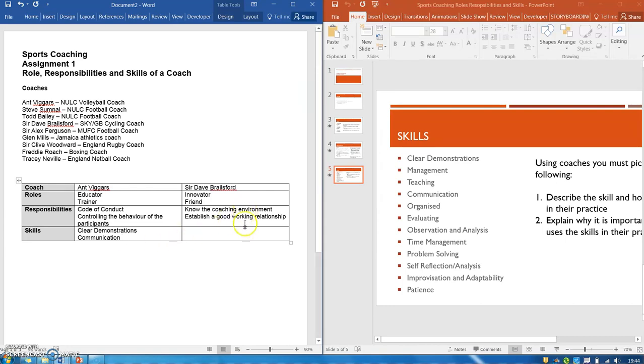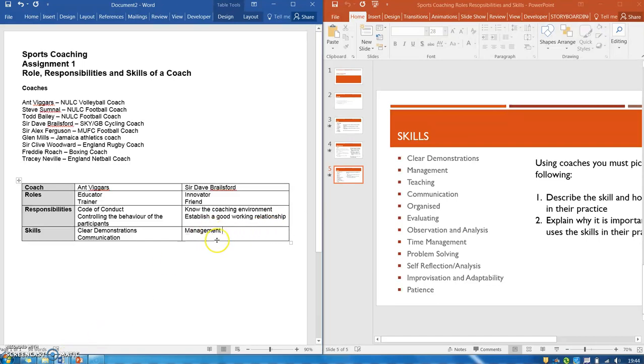Now, I know another one. Now, I've only got to do 3, so I've already done 2 for Ant here, so now all I'm going to pick is 1 for Sir Dave Brailsford, which would be, right, let's go with management.